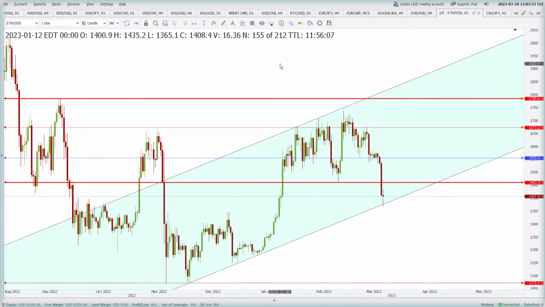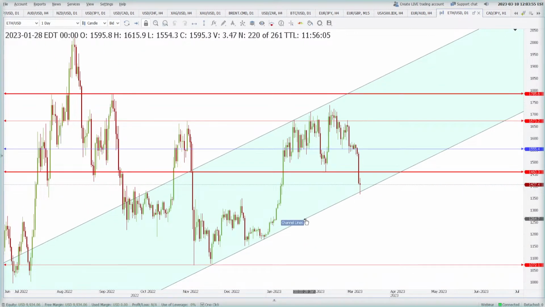Ethereum, second last. Ethereum has broken, and is now testing the channel support area. If it breaks below that, then 1072 will be exposed. If it finds support here, then 1460 will be acting as a resistance. If it breaks through 1460, then 1555 will be resistance. That's all for Ethereum, nothing special.